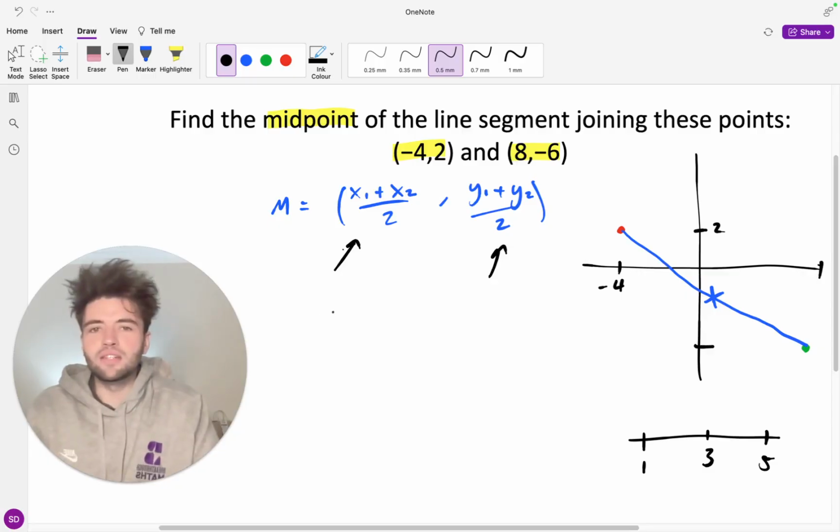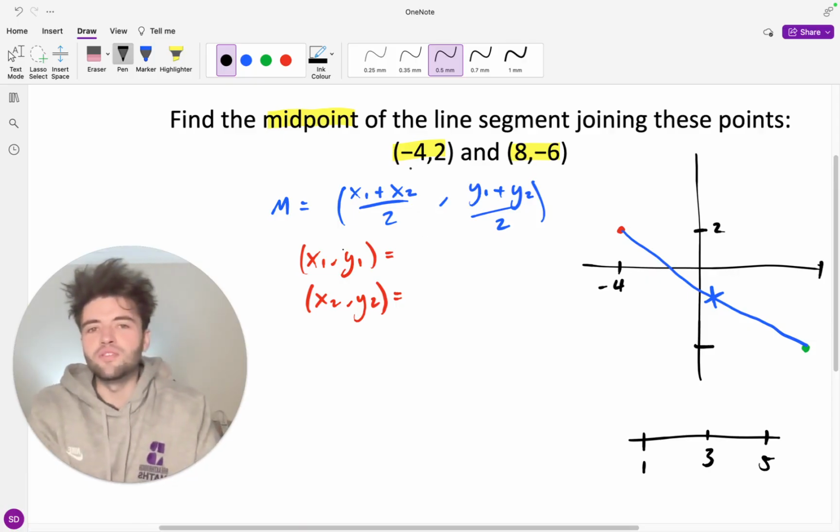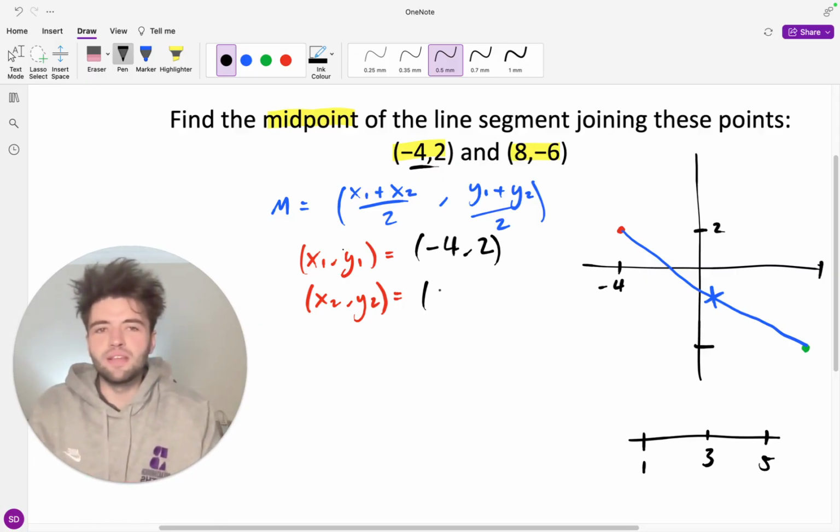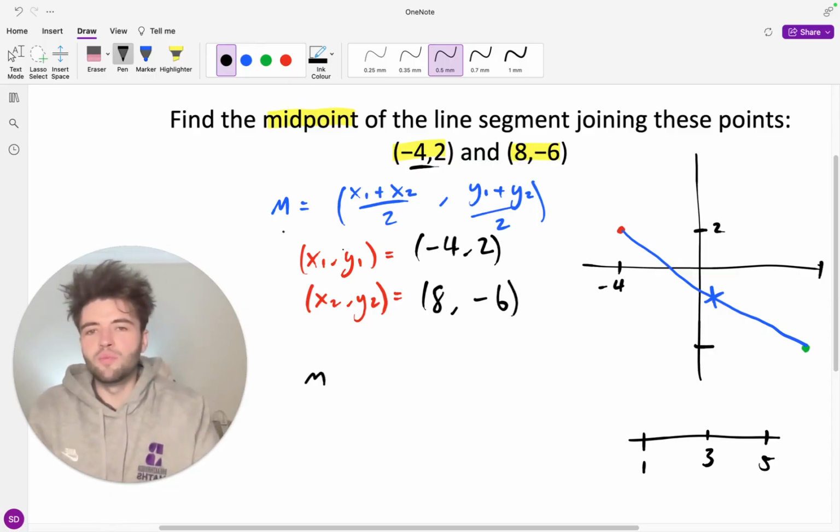But now that we've got that, all we need to do is label our points. So I'm just going to say that x1, y1 is going to be our first point we're given in the question, which is going to be the point minus 4, 2. And then lastly, our second point is going to be the point 8, minus 6. So that's going to be our second point. Now all we need to do is plug these points into our formula up here in blue, which once again is straight from the log tables.